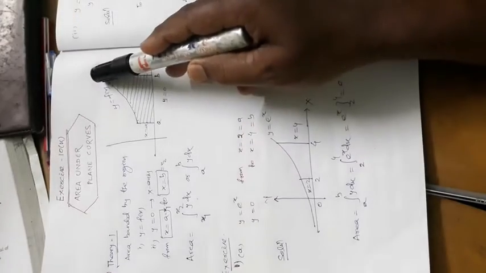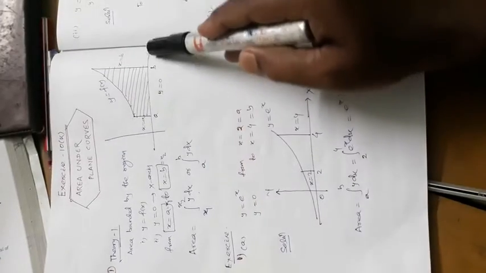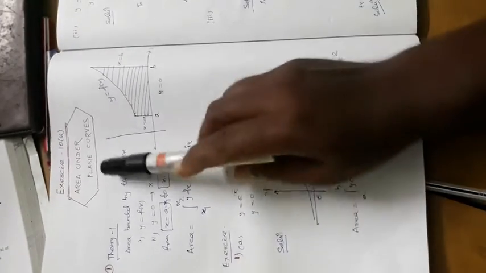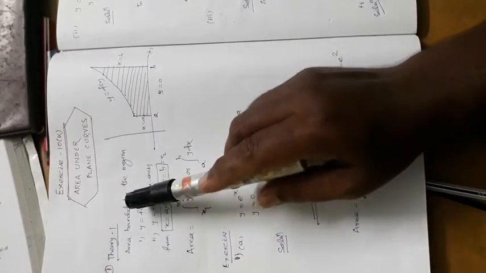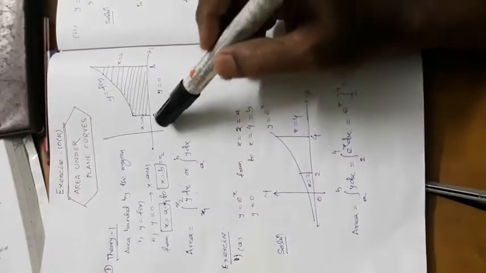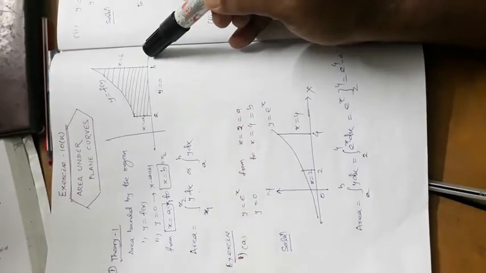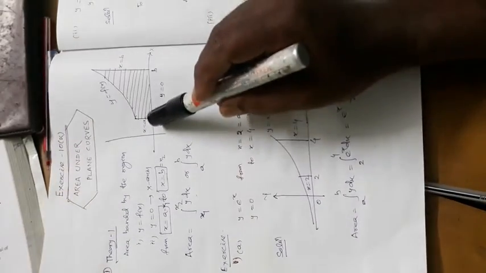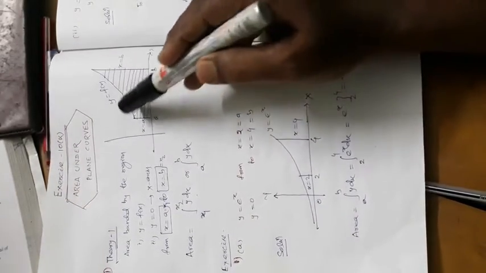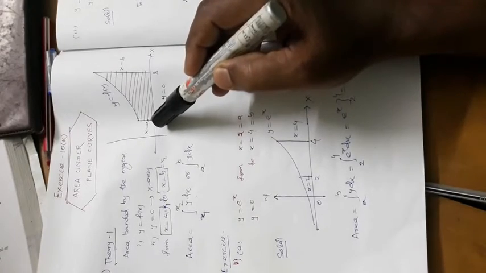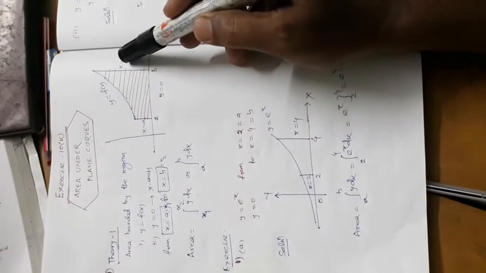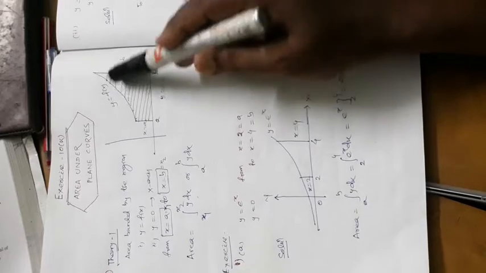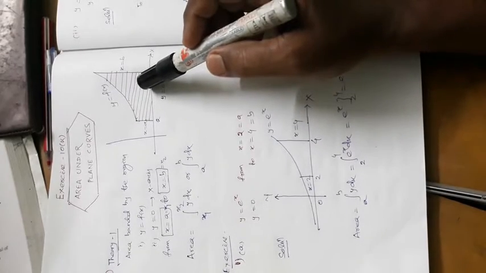This is the region y is equal to f(x), y is equal to 0, another region. Bounded means there are four bounds. This is the upper bound, this is the lower bound: y is equal to f(x), y is equal to 0, and x is equal to a, this is the left bound, and x is equal to b, the right bound. Now this is a closed curve.